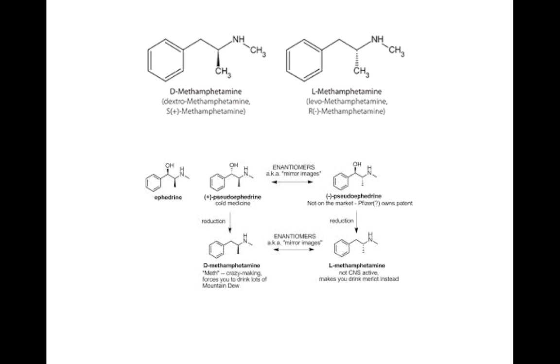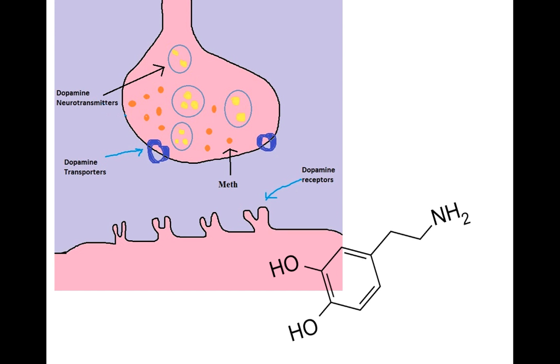Dextromethamphetamine, which is shown on the left above, is the active one used in making meth, and levomethamphetamine, shown on the right, is not. So how does methamphetamine work? In order to take effect, meth must end up in the bloodstream of its subject, whether that be by snorting, injecting, swallowing, or smoking. Meth is a stimulant, which means it increases an individual's heart rate.